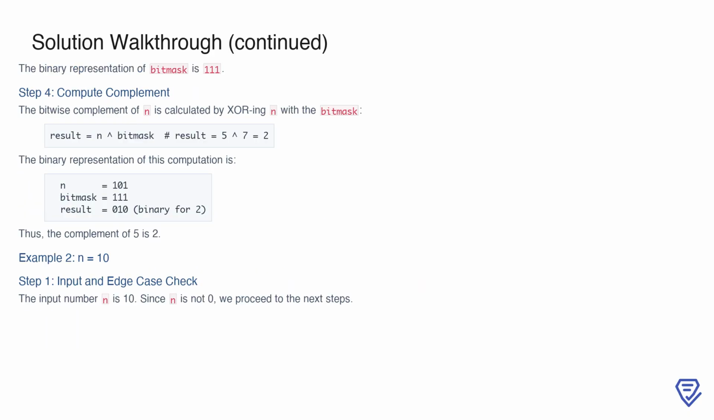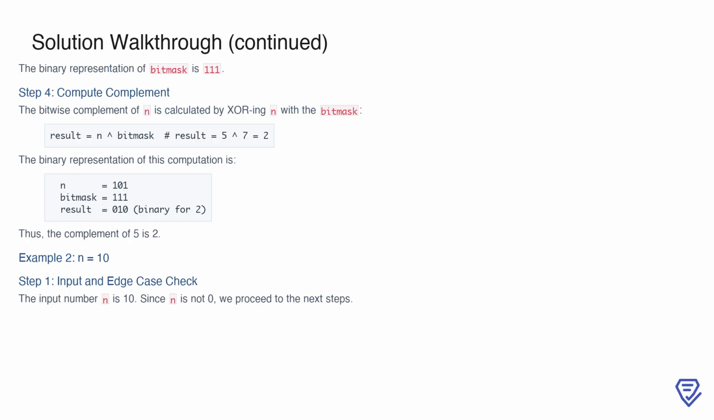The binary representation of the bit mask is 111. Now, we compute the complement of n by performing a bitwise XOR operation between n and the bit mask. For n equals 5, this XOR operation is 5 XOR 7. In binary, this looks like 101 for n, XORed with 111 for the bit mask, which results in 010. This is the binary representation of 2. So, the complement of 5 is 2.